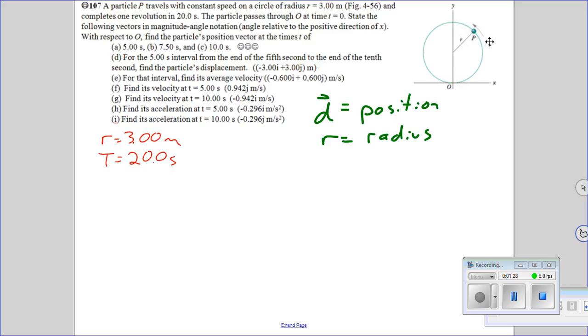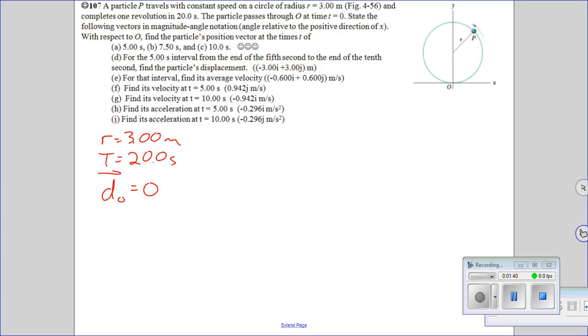So what we just learned is that our position at time 0 is 0. We're at the origin. Based on that, we can make some pretty simple observations. Specifically, this is our position at time equals 0, and it's going to take 20 seconds to go around. So that means it's going to take 5 seconds to get here, 7.5 seconds to get there, and 10 seconds to get there, which is going to help us for question A.